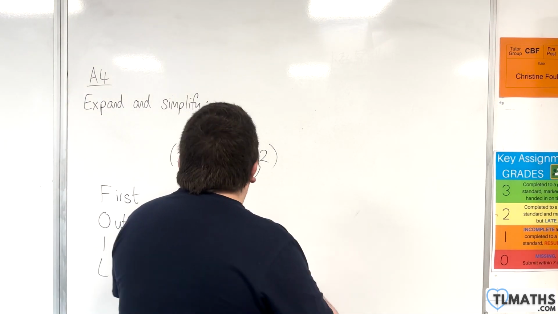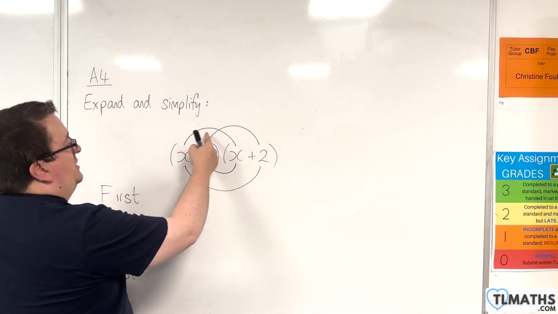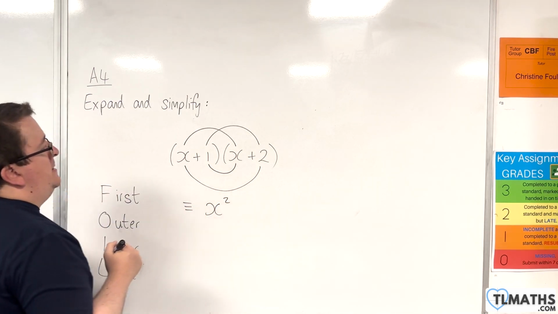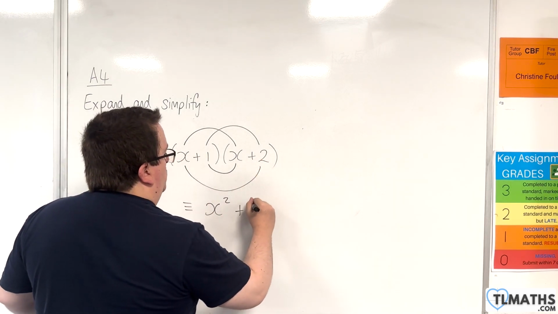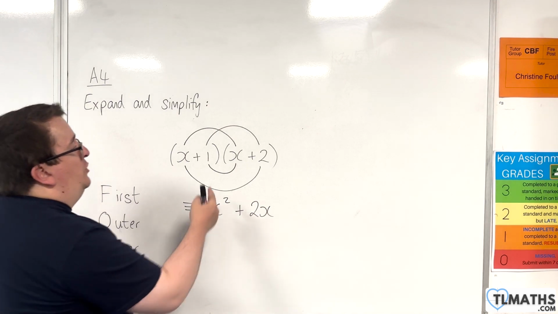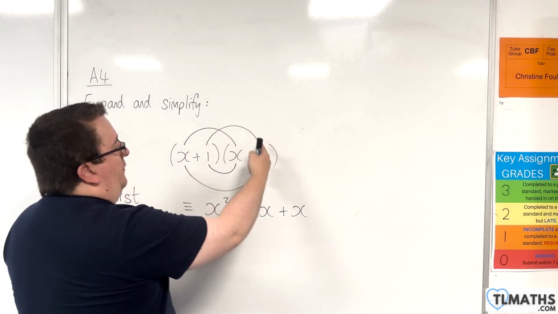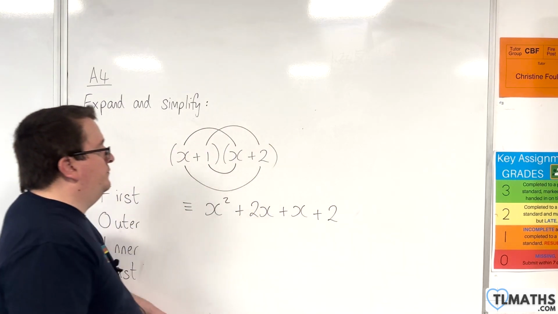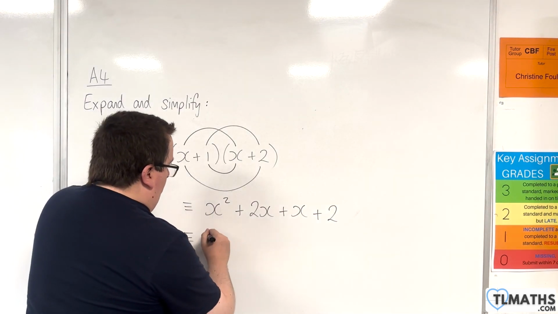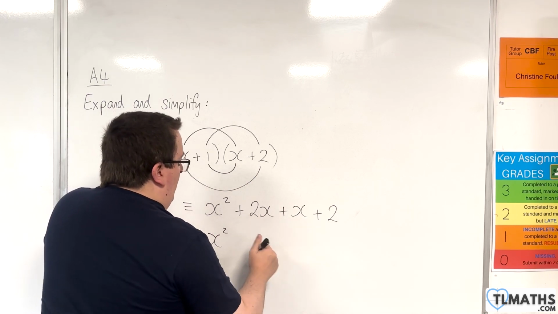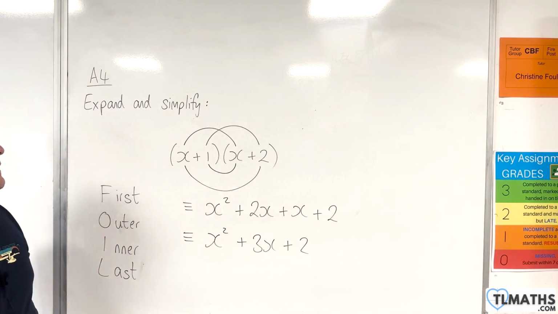Okay? So if we go about it that way, then we're looking at the first, which is x times x, so that's x squared. Then the outer, so then you've got the x times the 2, so that's 2x. Then you've got the inner, which is 1 times x, so just x. And then you've got the last, which is the 1 times the 2, so that's plus 2. So then you collect like terms, because we've got the x squared, which stands by itself. You've got 2x and x, which makes 3x, and then you've got the plus 2. And so that is now fully expanded and simplified.